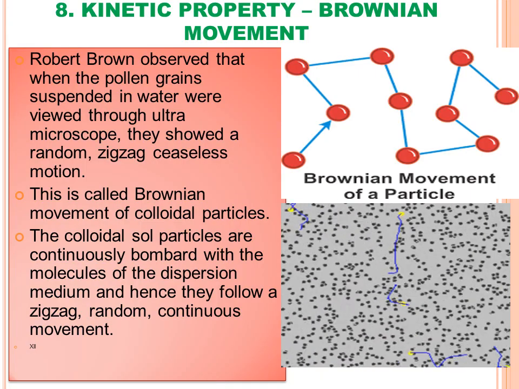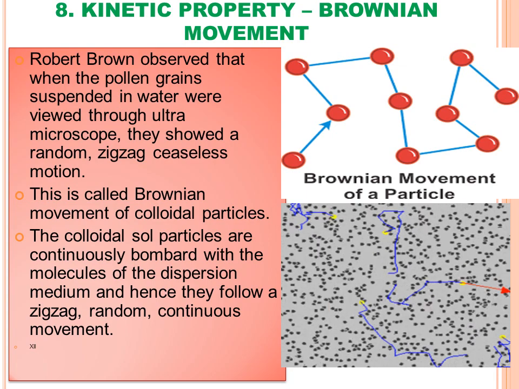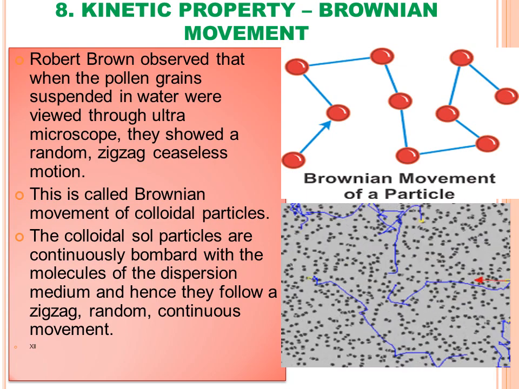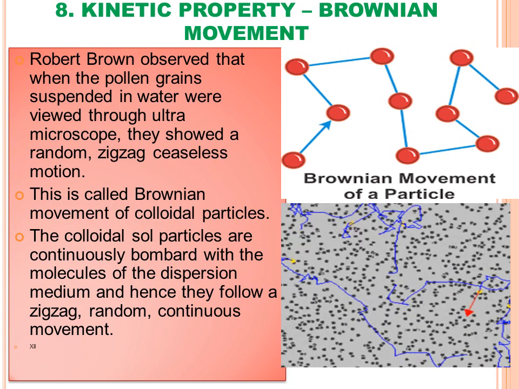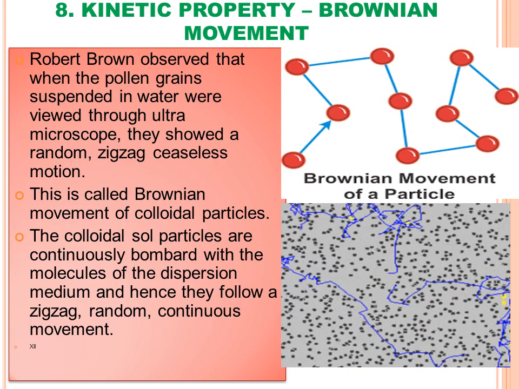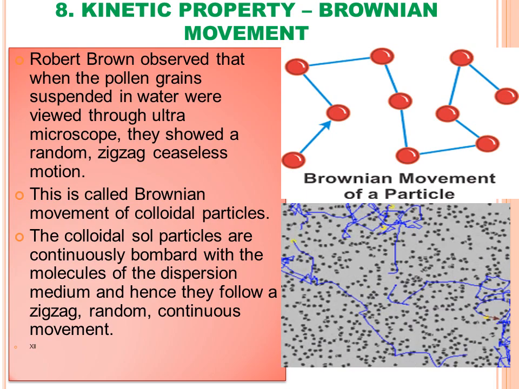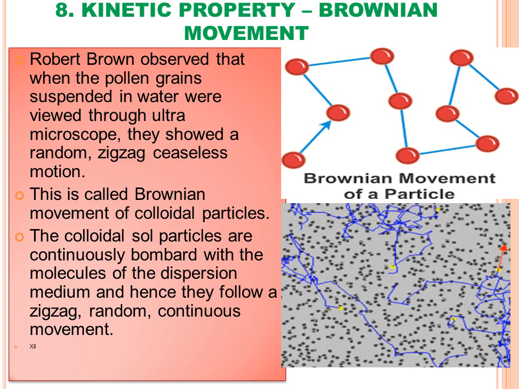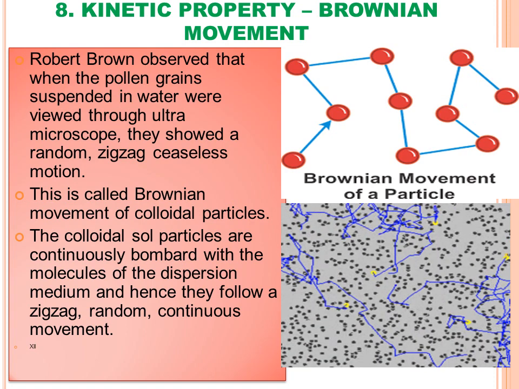The next property is the kinetic property of colloids. Kinetic property is about the movement of the colloidal particles. Robert Brown put pollen grains in water and observed their movement under an ultramicroscope. These pollen grains showed a random, zigzag and ceaseless movement, and this movement is called Brownian movement. The same type of movement is exhibited by colloidal particles.